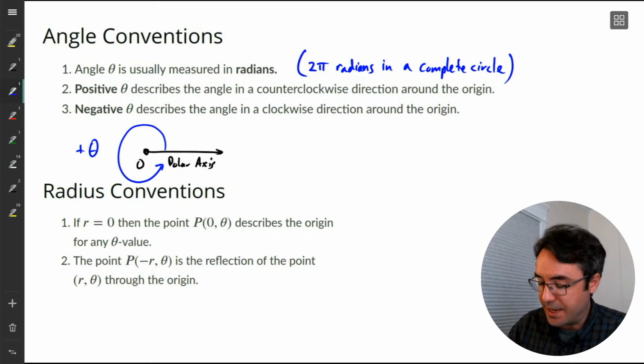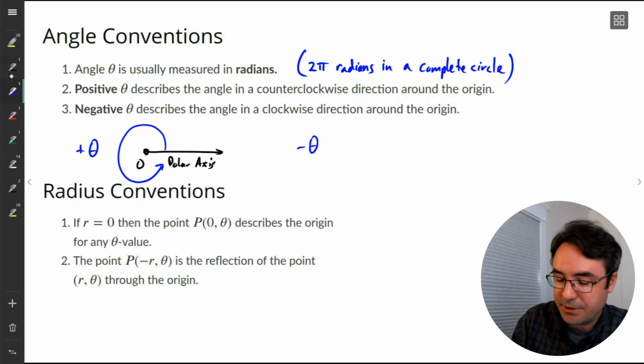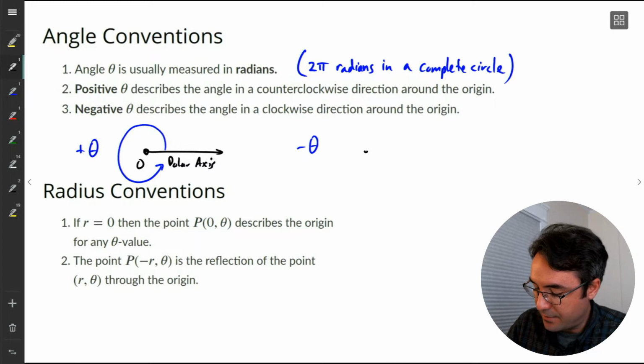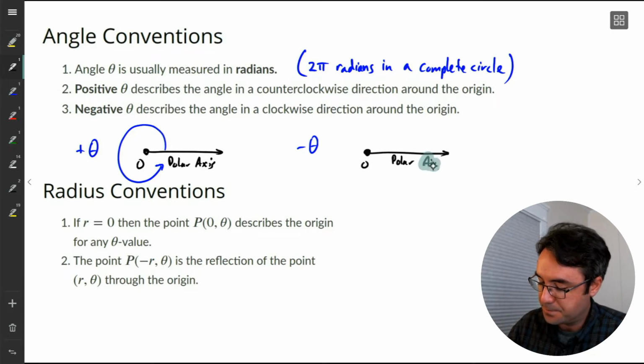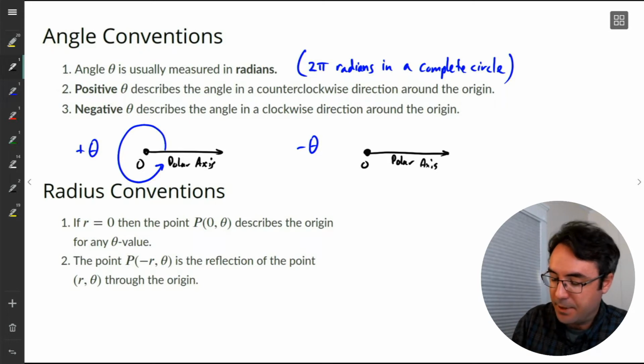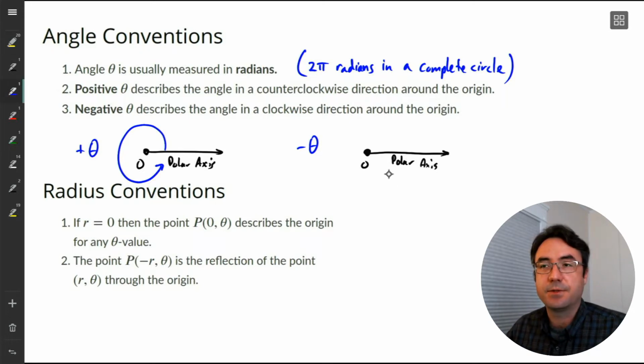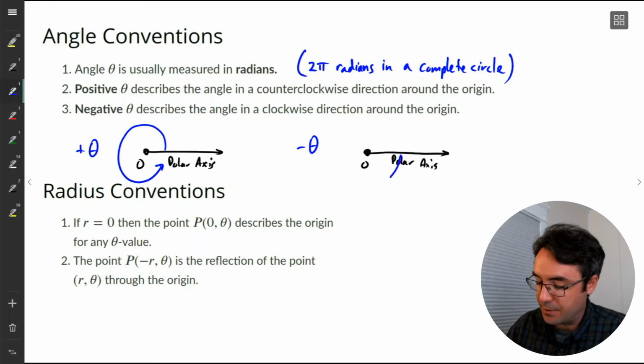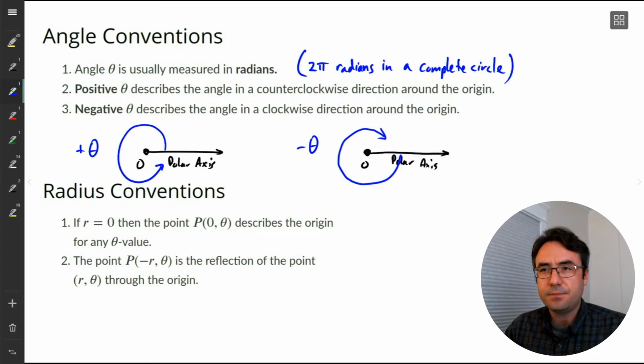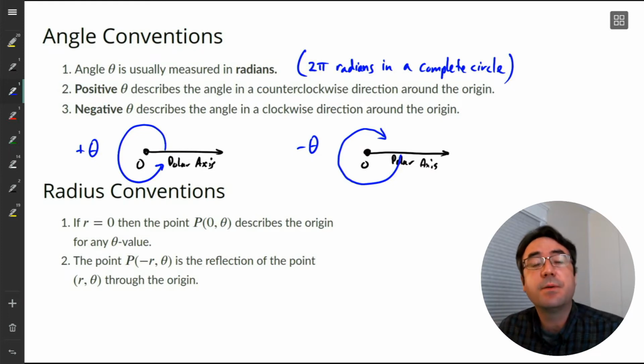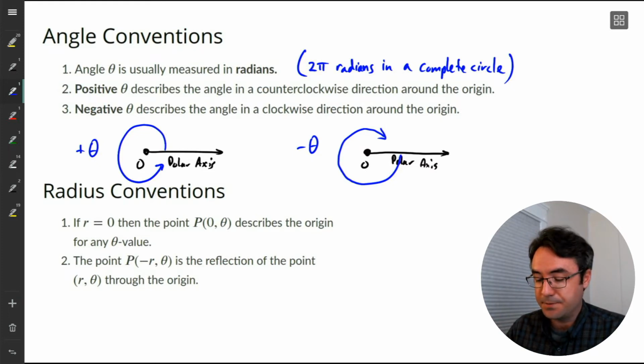Now, if theta is negative, we're going to go in the opposite direction. So again, we have our origin, we have our polar axis. All angle measurements start from the polar axis. But this time, we're going to go clockwise around. So we're going to start at the polar axis, and we're going to go in this direction. All right, so that's some of our conventions for angles.